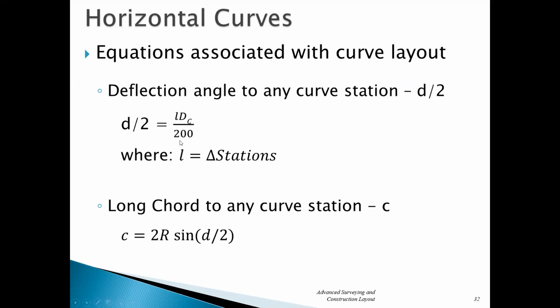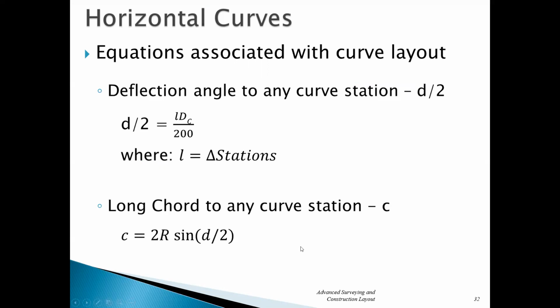In this equation also, which is kind of cool, degree of curve divided by 200 is never changing. So that's a constant for this curve. The only thing that's changing is L. Okay, so it's just the L distance. So we're going to set that up here in a minute.